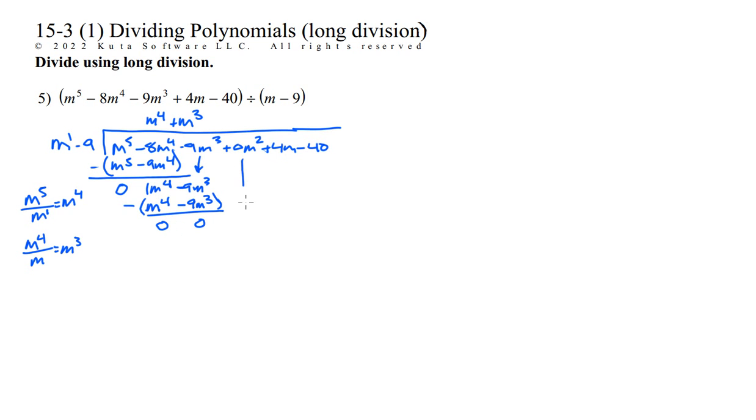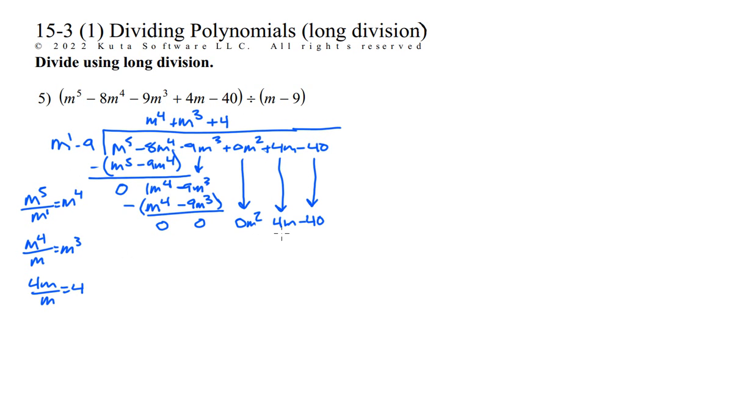And then we drop down our 0m squared, which doesn't do us any good, and then we got to finally drop down our 4m, right? And so basically there's not going to be anything in here because we got to get to the first non-zero, which is 4m. Our negative 40 is going to come along for the ride here, I'll show you how this works in a second. So we're going to take our 4m, divide that by m, and we get 4. So we get m to the fourth plus m cubed plus 4.